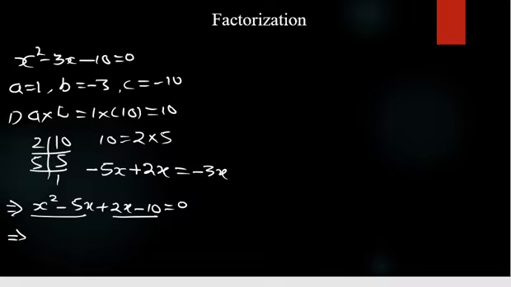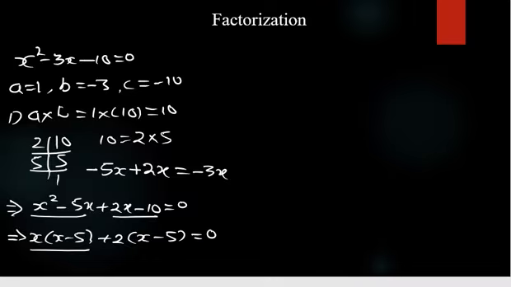Let's say we are grouping this in such a way. Here we can take x as common, so we'll get x minus 5. And in the second term, if we take 2 common, plus 2x, we'll get x minus 5 is equal to 0.